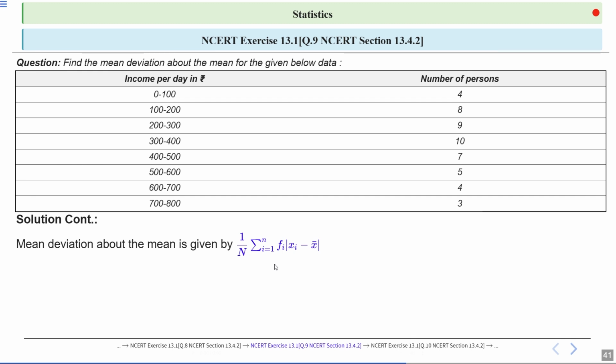Now, let's recall the formula for mean deviation about the mean. So, it is written as mean deviation is equal to 1 divided by n times sum of fi times absolute value of xi minus x bar, where n is the total number of persons, fi is the frequency for each class, xi is the class mark, and x bar is the mean.